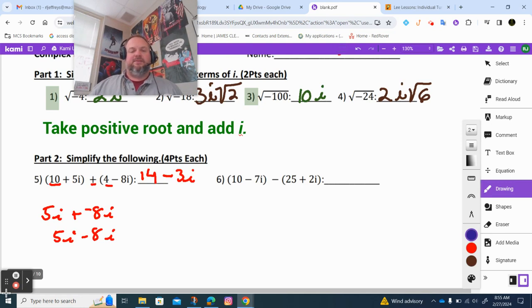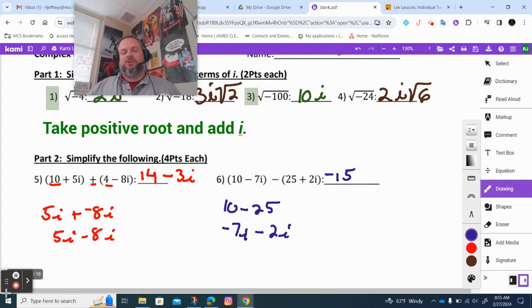Number 6, I have 10 minus 25, negative 15. The other part is negative 7i minus 2i, which should give us negative 9i. All right, so part 1, that's pretty straightforward. That's not going to change. Part 2 is not going to change also. I mean, basically, when I say not going to change, the process on each number is not going to change.